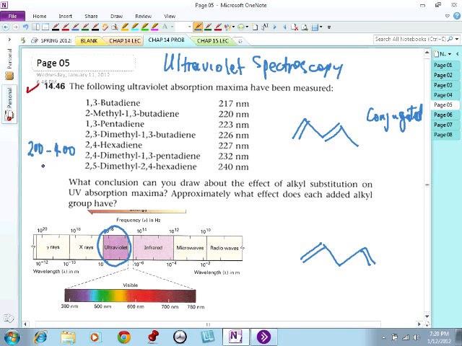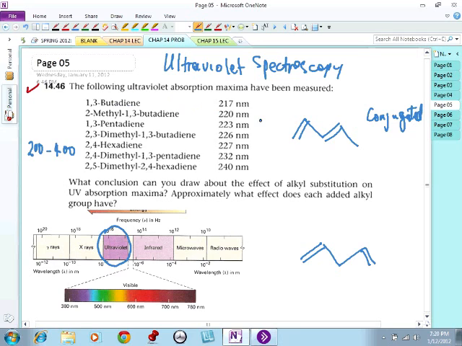So in order for us to determine whether a molecule is conjugated, we simply run the ultraviolet spectroscopy. If it absorbs energy in that region, then we know it's conjugated. Okay? If it does not, then we say it is not conjugated. So what we use ultraviolet spectroscopy for is to determine conjugation in a system. That is in essence what this question is trying to get you to do.